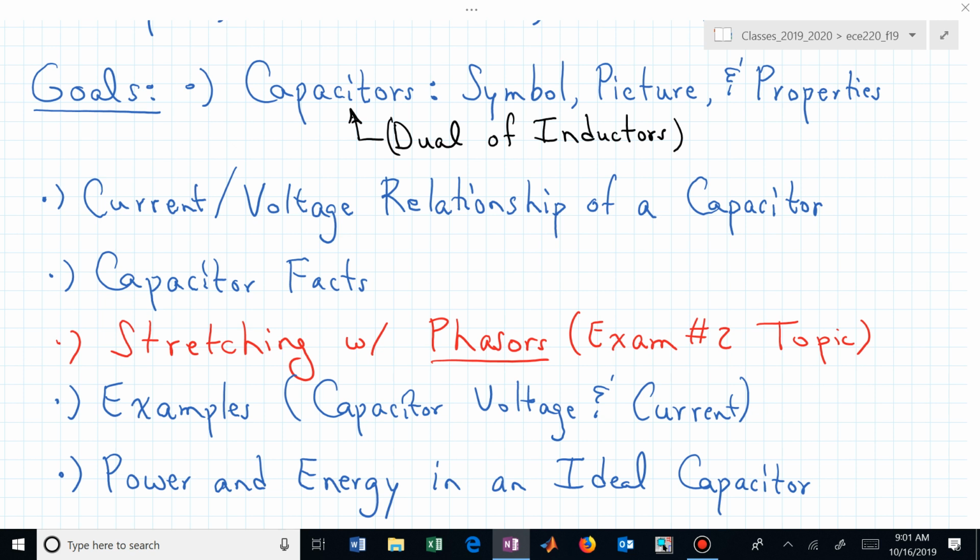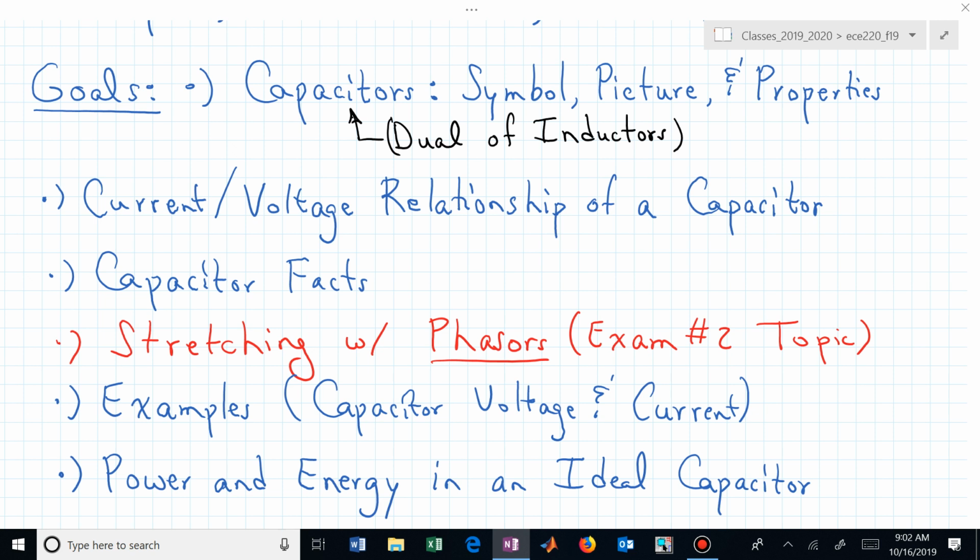Current and voltage are duals. MCA and NVA, mesh current analysis and node voltage analysis, which is tomorrow. That's what you'll be playing with on exam number 2, those analysis strategies. We'll talk about the current-voltage relationship of a capacitor, and it's dual to the current-voltage relationship for an inductor. We'll go through some facts, and then we'll do some stretching exercises.